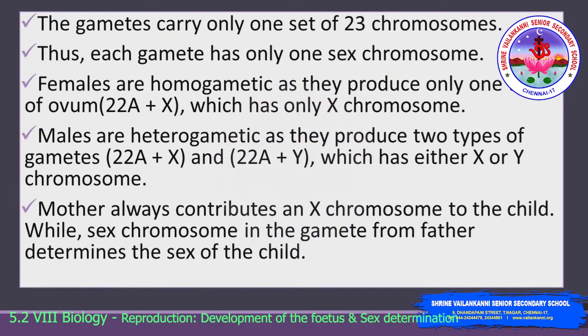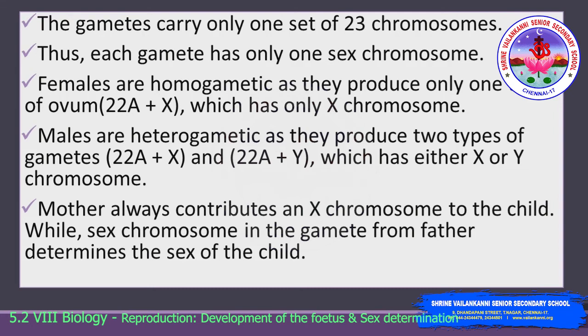The gametes carry only one set of 23 chromosomes. Thus, each gamete has only one sex chromosome, which is either an X chromosome or a Y chromosome. Females are homogametic as they produce only one type of ovum, which carries 22 autosomes plus an X chromosome, whereas males are heterogametic as they produce two types of gametes. The sperms may either contain 22 autosomes plus 1 X chromosome, or 22 autosomes plus 1 Y chromosome.